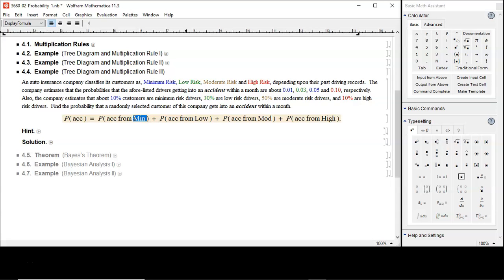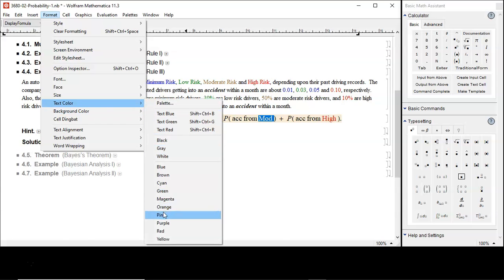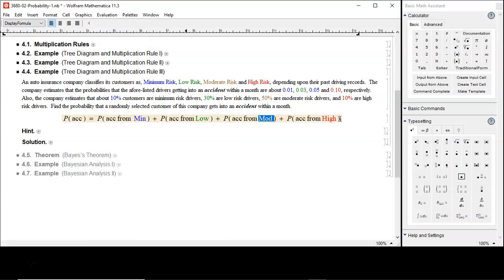Actually, this is the wrong picture. This is blue, and high risk is red according to this, and low risk is green, and moderate risk is brown. Okay. I used the English term "from," and that does not look good. I should have used some mathematical logical conjunction here.